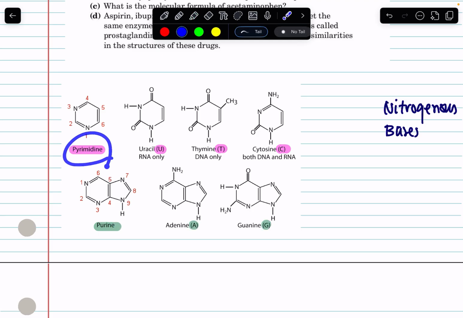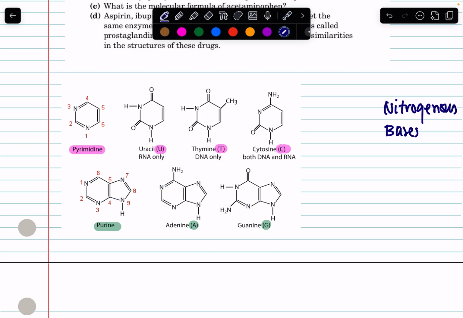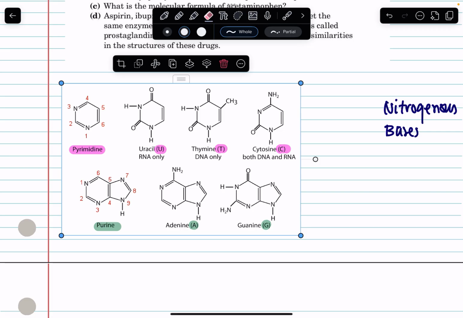These are called pyrimidines because they have single rings, right? They're monoring structures, one, one, one. Purines are double ringed. There's one ring here, there's another ring here. You can see they're double ringed. There are two purines, A and G, and there are three pyrimidines on the top, which are C, U, and T.